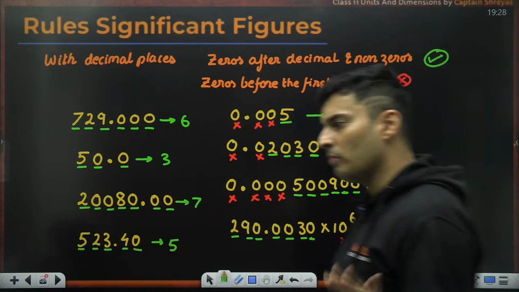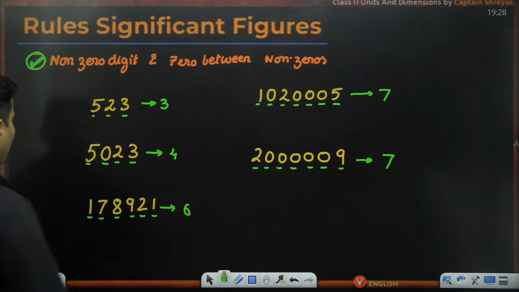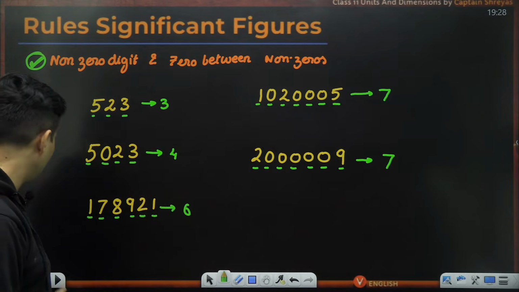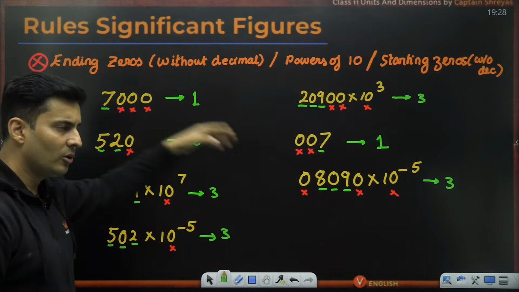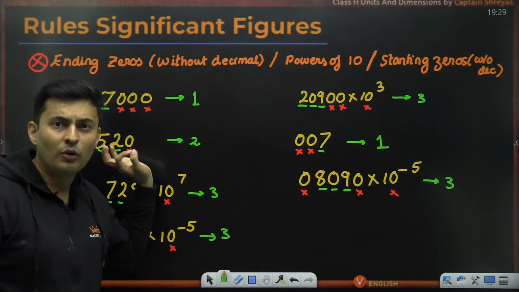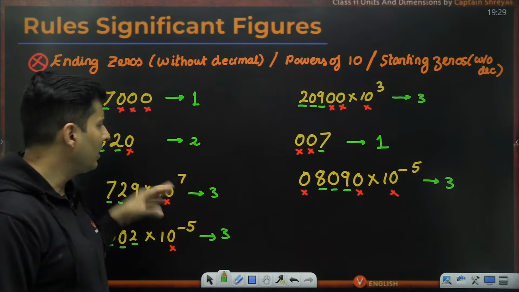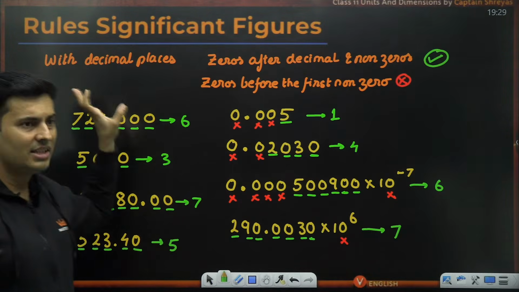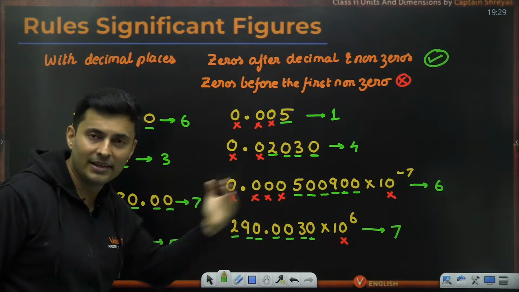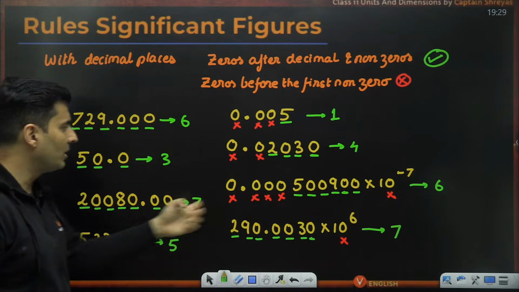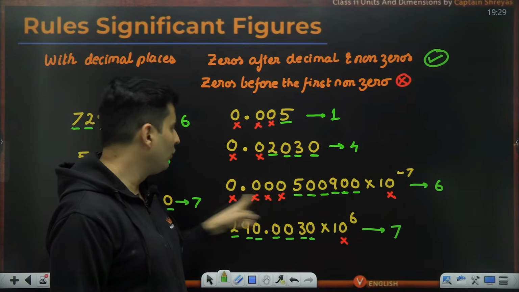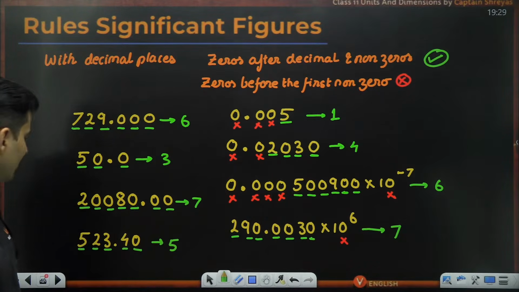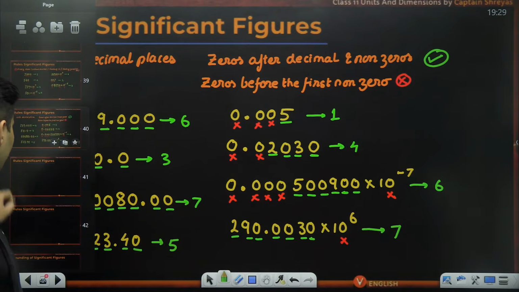Have I explained you properly now? All the rules? Yeah. So first rule, any non-zero and trapped zeros are always significant. Next rule, the ending zeros and leading zeros for numbers without decimals, ignore them. Even the powers of 10, ignore them. The third rule, if there are zeros after the decimal and after the non-zeros, count them like this one or even this one. But zeros before the non-zero, never ever count them. That's it. That's the simple way of looking at it.